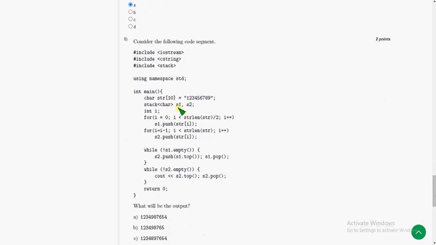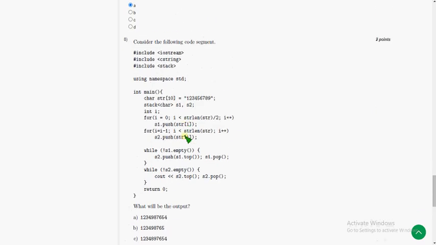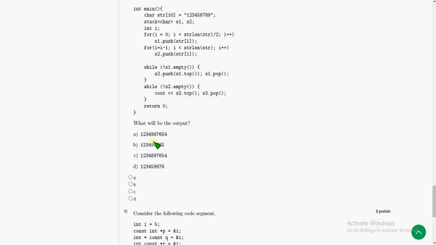Moving on to the 8th question. They are asking the output of this program. The answer for the 8th question is option A, 1 2 3 4 9 8 7 6 5 4. So the answer is option A.